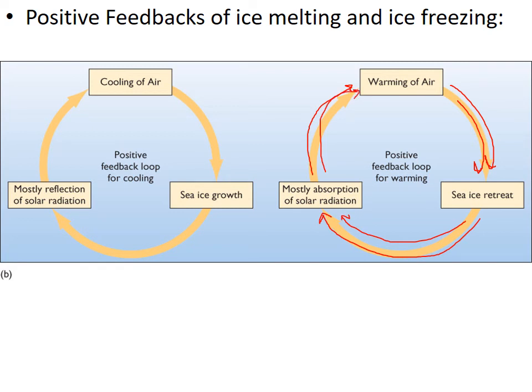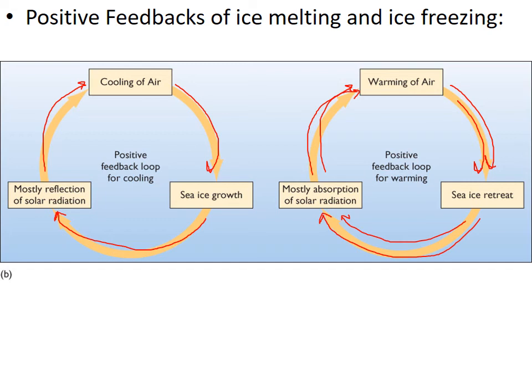The positive aspect of this is if we could somehow reverse the trend and start cooling the climate again, then that would cause more sea ice to grow, which would cause more solar radiation to be reflected, which would cause more cooling. And so if we could reverse the trend, then we might get some help from nature in the positive feedback going the other way to cool things off.